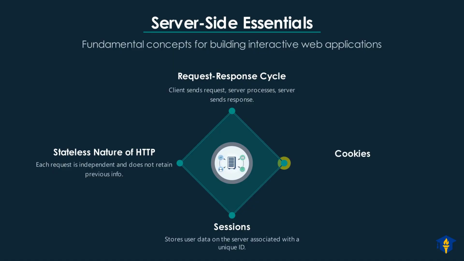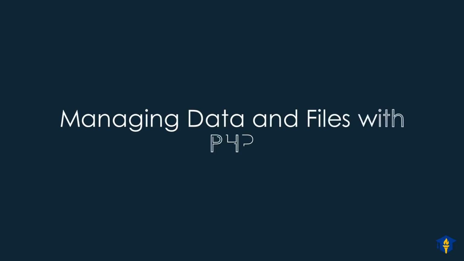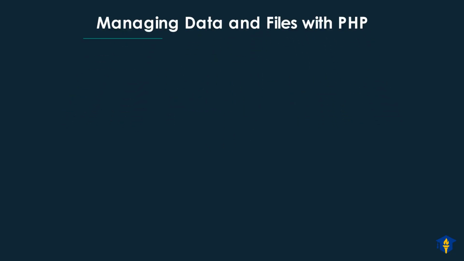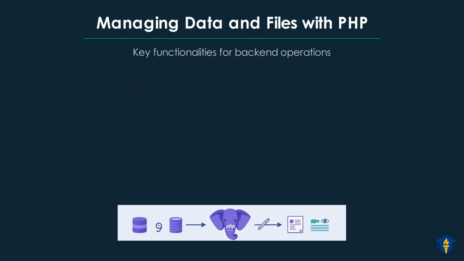Another mechanism for maintaining state is through the use of cookies. Cookies store small amounts of data directly on the client's web browser for persistent information. In this section, we will explore how PHP effectively manages data and interacts with various files. These key functionalities are fundamental for performing robust backend operations in any web application.